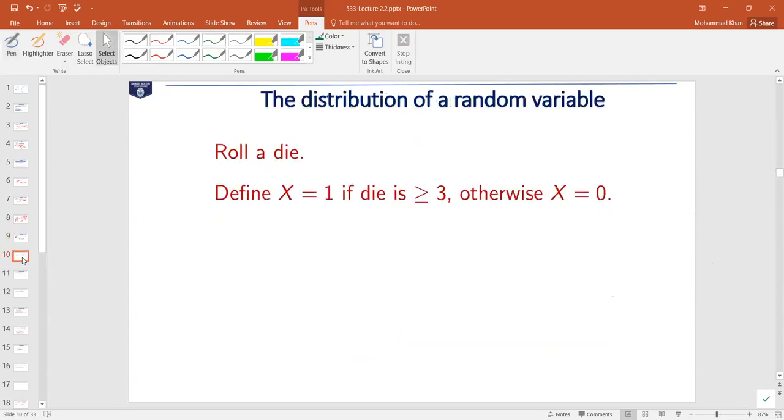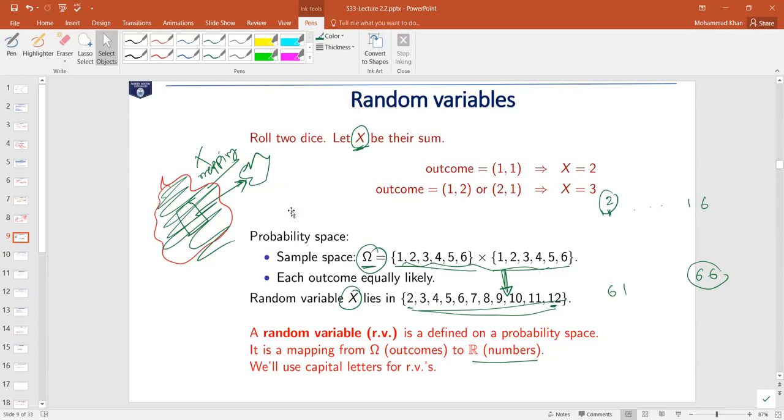Now, what is the distribution? A student may be disconnected. I can't see anyone disconnected from here, or no one is in the queue. The waiting queue is empty, so I cannot see anyone there. Maybe they are joining. Okay.